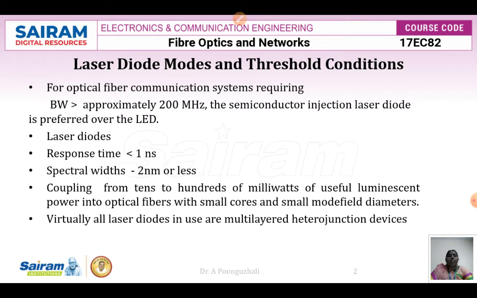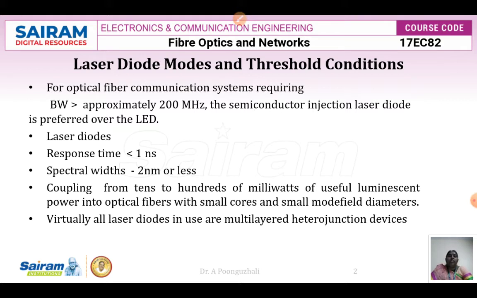In an optical fiber communication system where we need the bandwidth to be approximately greater than 200 megahertz, we prefer semiconductor laser diodes compared to LEDs. For laser diodes the response time is less than 1 nanosecond, and the spectral width is around 2 nanometers or less. Using a laser diode, we can couple tens to hundreds of milliwatts of useful power into the optical fiber, where the optical fiber has a small core and small mode field diameters.